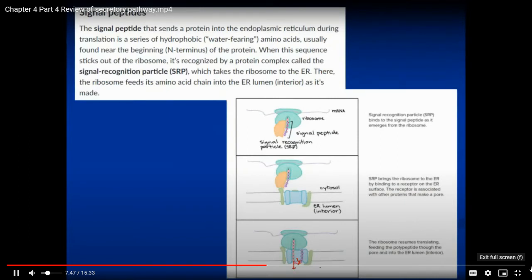So any questions about that right yet? We're going to come back and do a little review at the end, but if it's going to go outside of the cell or to the membrane of the cell, it's going to follow the secretory pathway, which means ER, Golgi, plasma membrane.